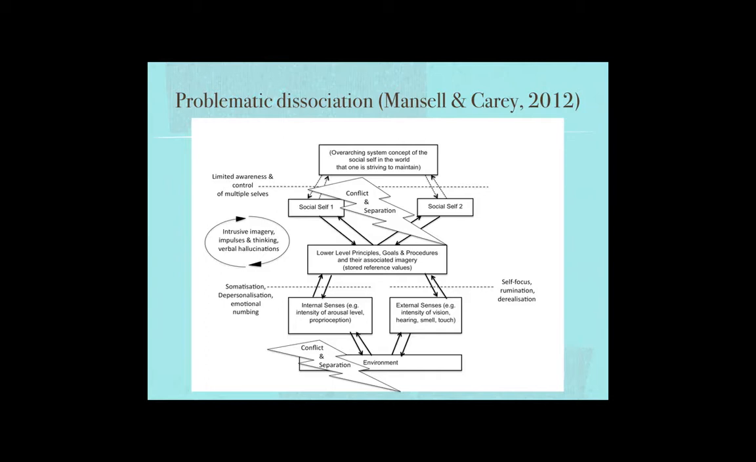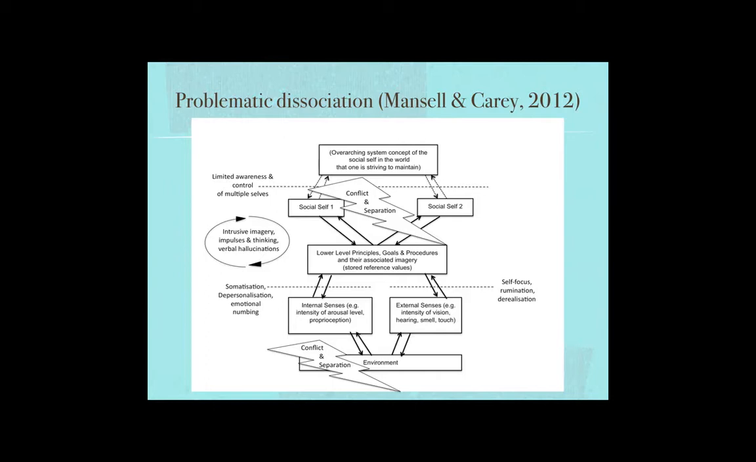However, our argument is that you can get the same topography, but this can be a very conflicted and problematic process if a number of things are going on. Firstly, if there's very little overarching concept of these different social selves, so the person's only aware of one or the other, that's why we've got the dotted lines on the arrows at the top there. This will be experienced much more as conflict and separate sides of the self, which are distressing and compartmentalized.